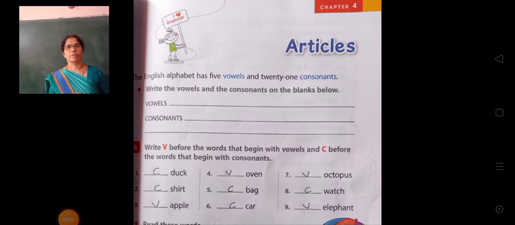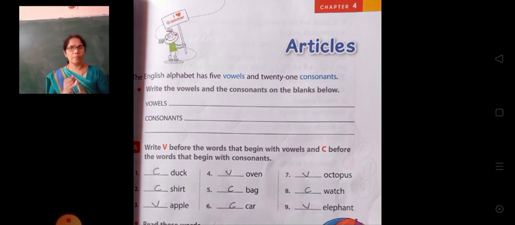Students, today we are going to learn about articles. We have already learned about sentences, nouns and verbs. Everything we have learned. And see, articles. We know that a, an and the are called articles.